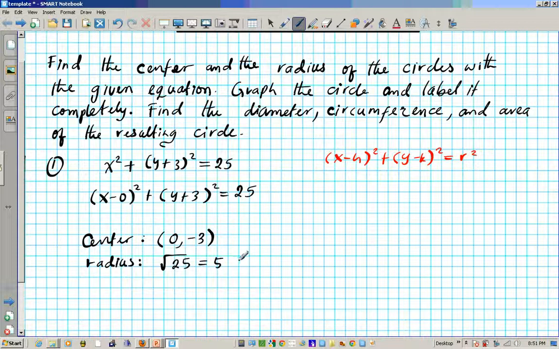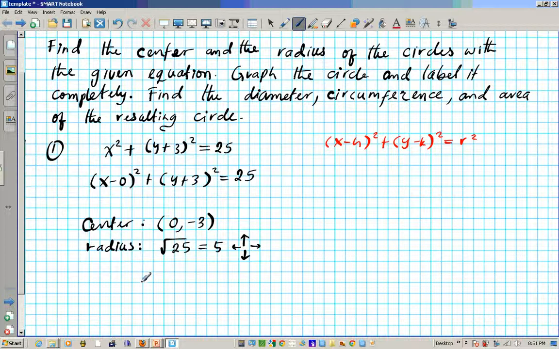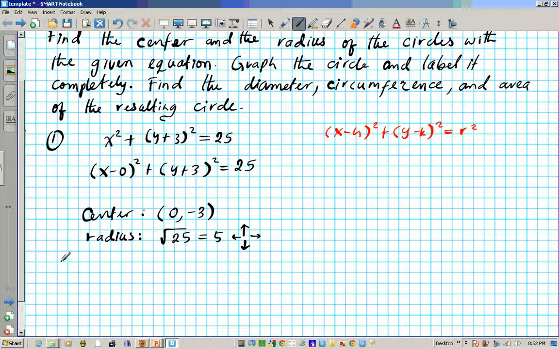So what does this mean? This means you're going to be going 5 units up, 5 units to the left, 5 units to the right, and 5 units down. Basically 5 units in all directions. Now, I would expect you to state what the meaning of your result is.